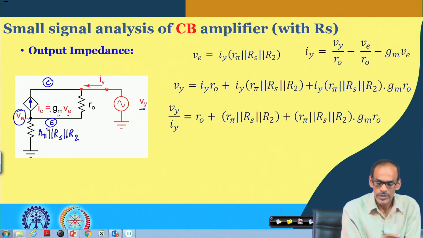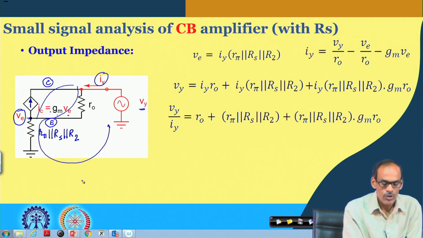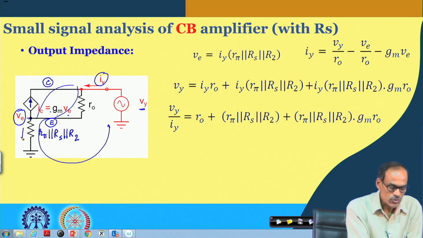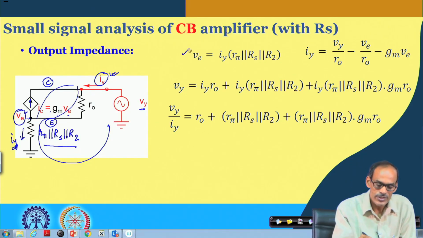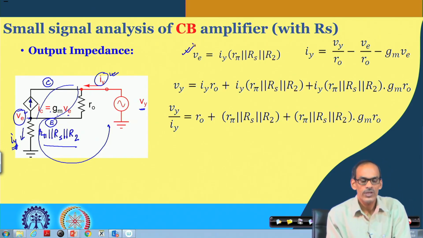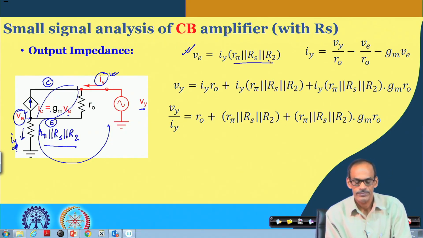Here, this current I y goes through this part, and finally comes back here. So, the current flowing through this total resistance is also the same I y. We can say that the voltage V e is I y multiplied by this resistance. So, the first equation we obtain is V e equals I y multiplied by the total resistance.